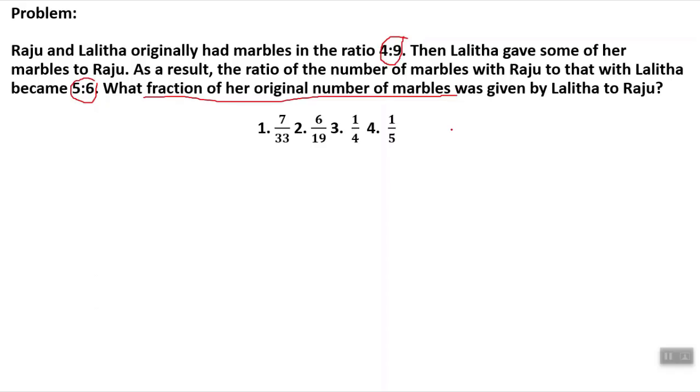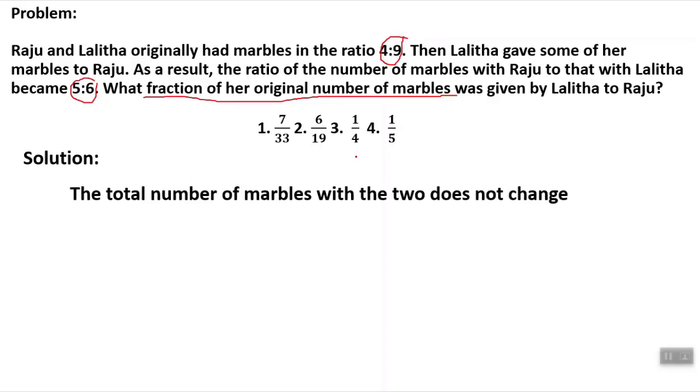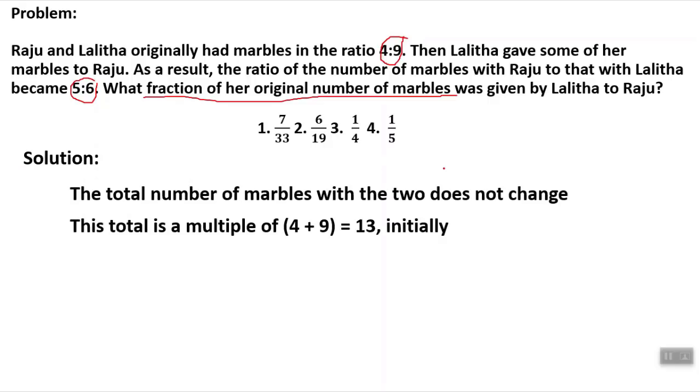Instead of writing down equations saying that Raju had 4x and Lalita had 9x, and finally Raju had 5y and Lalita had 6y, let us understand first that the total number of marbles with the two together did not change with this transaction. And so initially the total must have been a multiple of 4 plus 9. Remember 4x plus 9x? So that total is 13x, and therefore the total must be a multiple of 13 initially, based on the initial information.